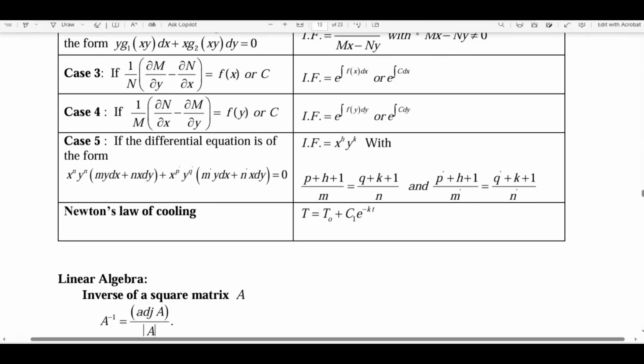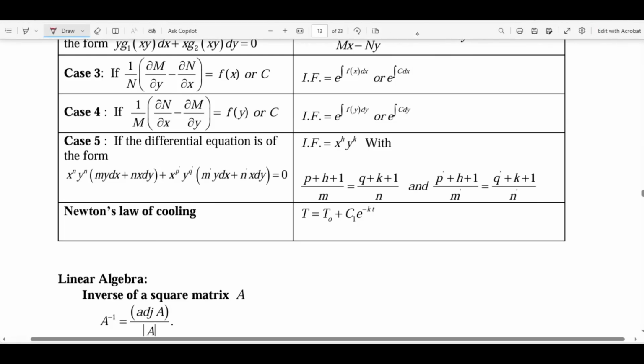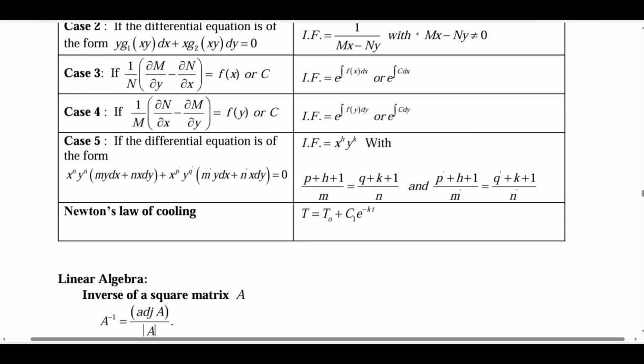Then you have case 3: 1 by N times (dou M by dou y minus dou N by dou x) will be f of x, or it will be a constant c. The integrating factor will be e to the power of integral of f of x dx, or e to the power of c x. Then case 4 will be 1 by M times (dou N by dou x minus dou M by dou y) equals f of y. Then the integrating factor will be e to the power of integral of f of y dy, or e to the power of c y.